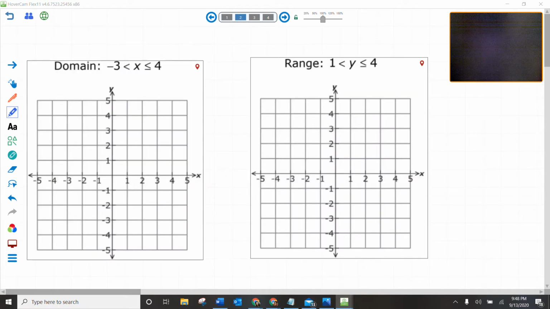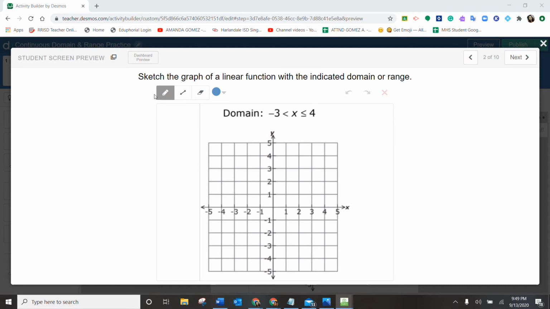So now let's try something a little different. This time, I have already given you my domain. All right. And I'm going to highlight this first section, and then I have a second section. Now, what I've asked you to do on your activity is to sketch a graph of a linear function. Remember, that's a line with the indicated domain or range. So you're going to be doing yours in Desmos, so you can literally sketch all you want. Oh, I love Desmos. It's so cool. But obviously, you don't want to do anything that ugly.